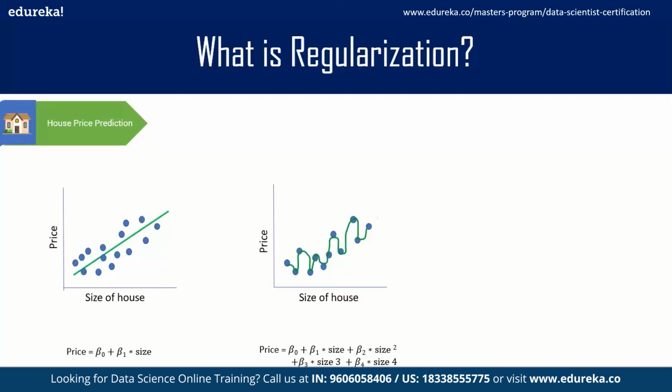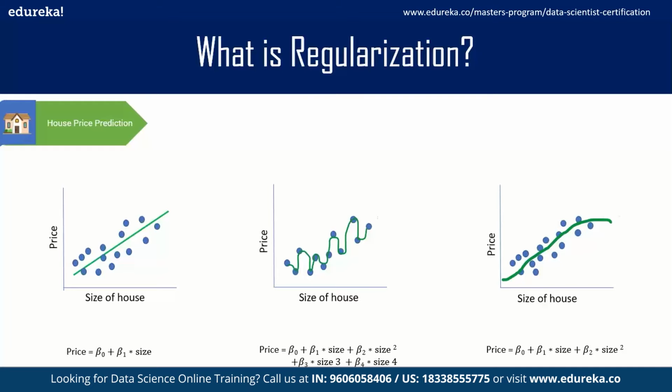And if you have some unknown data here, then this model will again not be able to generalize the data well. Again, there's a problem, right? So what about this line? Well, this line is a balance between the other two cases that we have just seen. And the equation of this looks something like price equals B0 plus B1 into size plus B2 into size square. And this is a less complex equation than the previous one, and the line looks like a curve and it generalizes the data well.